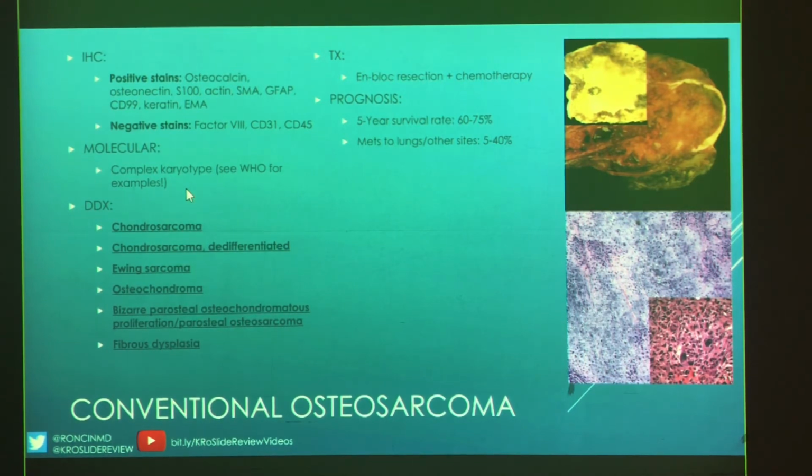Again, they're going to do an en bloc resection as well as chemotherapy. The 5-year survival rate is 60 to 75%, which is very good. And metastasis to the lungs or other sites occurs in 5 to 40% of cases. So your conventional osteosarcoma, so again, just seeing that pleomorphism. Here you can almost appreciate how it would look like our mesenchymal chondrosarcoma.